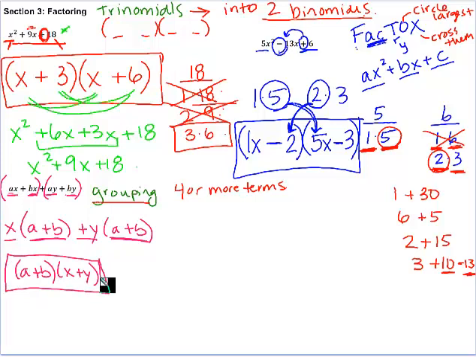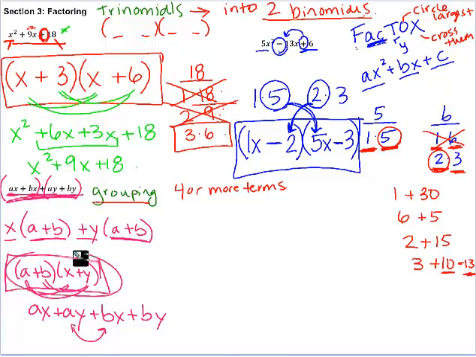And once again, you can always go through and check to make sure that you did this correctly. A times x is ax. A times y is plus ay. B times x is plus bx. B times y is plus by. That is exactly the same thing we have here, just our middle two terms are flip-flopped, which is fine. So ax plus bx plus ay plus by factors to a plus b times x plus y.